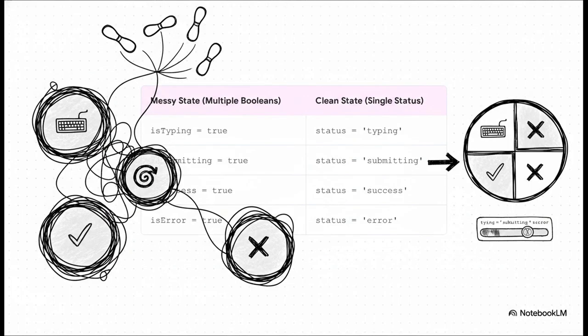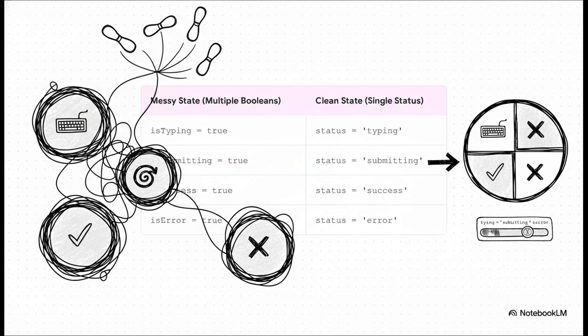And look at this. This is the solution right here. It's so elegant. Instead of juggling 4 different messy booleans, we consolidate everything into one single status variable. Now, it can be typing, or it can be submitting, or success, but it can never be more than one of those at the same time. In one simple move, we have made all of those contradictory, impossible states literally impossible to represent in our code.